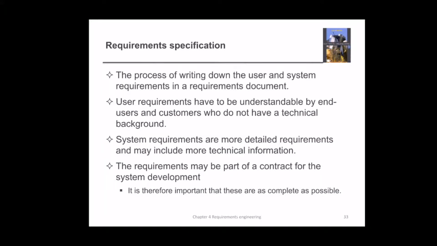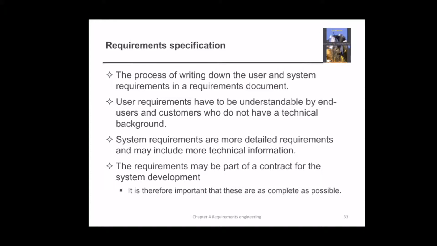Next one is about the requirement specification. What is a requirement specification? The process of writing down the user and the system requirements in a requirement document is nothing but a requirement specification. Here you are going to explain each and everything like user requirements and the system requirements. User requirements have to be understandable by end users and customers who do not have a technical background, right?